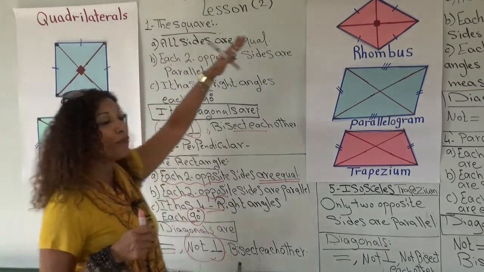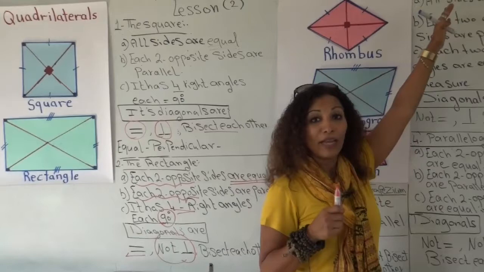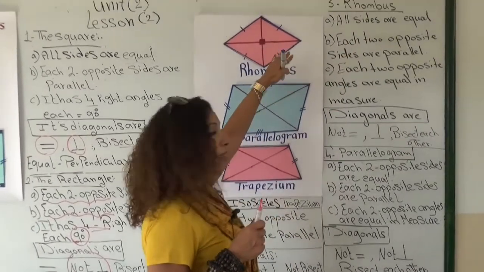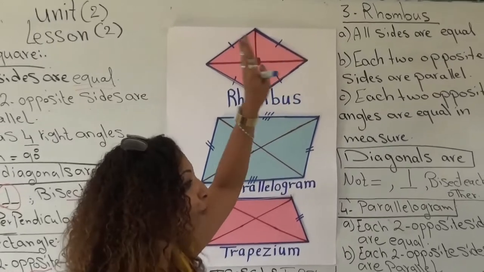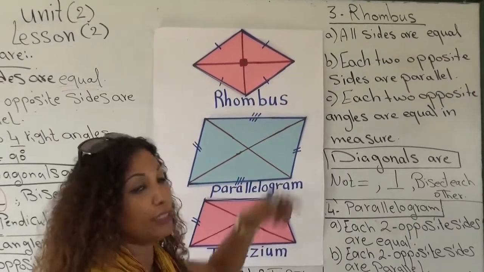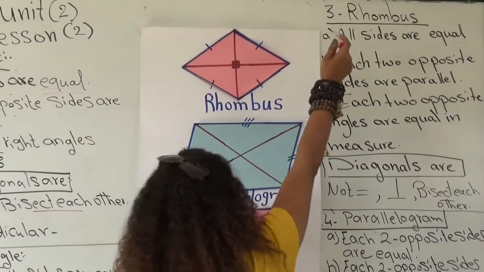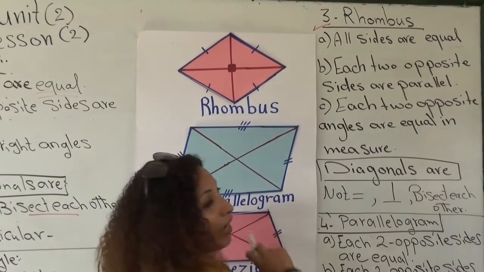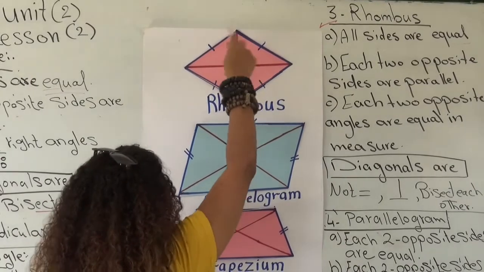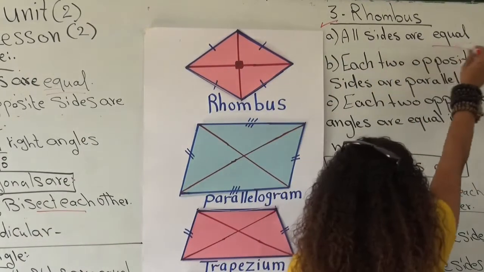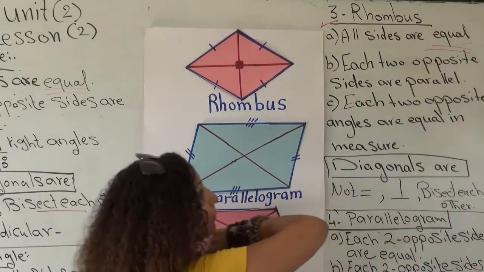Okay, let's move to number 3. Why are all of them quadrilaterals? Because they have 4 angles, 4 sides, and 4 vertices. Number 3 here is the rhombus. The rhombus is like the square: all sides are equal.